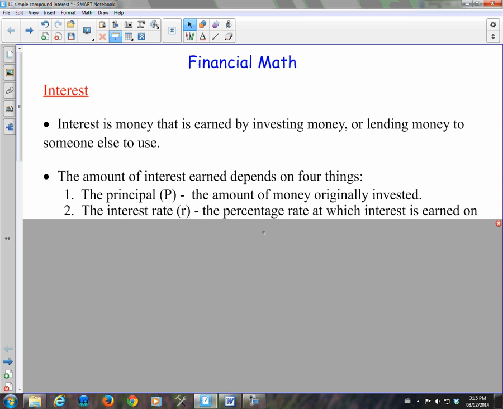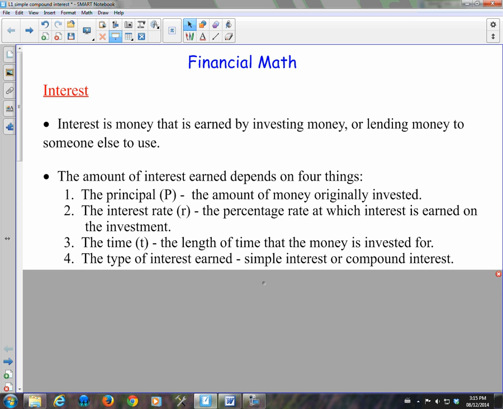The amount of interest earned depends on 4 things. The principal, which is a word that means the amount of money that is originally invested or originally loaned out. The interest rate, that's the percentage rate at which the interest is earned. So the higher the percentage, the more interest you're going to earn. The time, the length of time that the money is invested for. So the longer the money is invested for, the more you're going to earn in interest. And the type of interest, simple interest versus compound interest. And we will learn the difference between the two as we work through this unit.